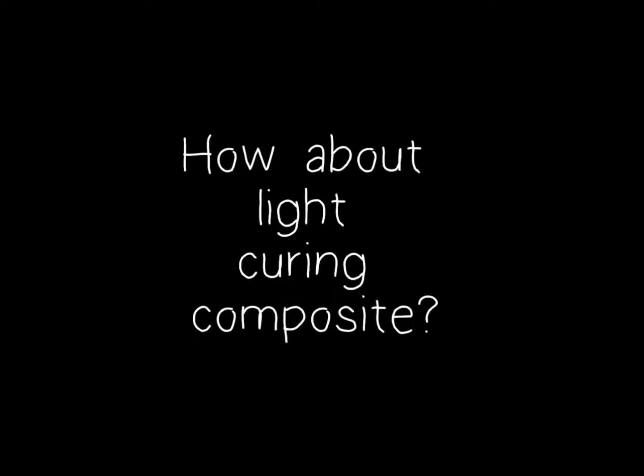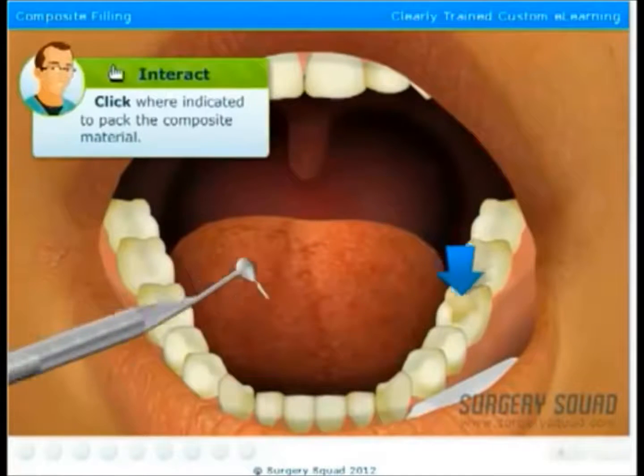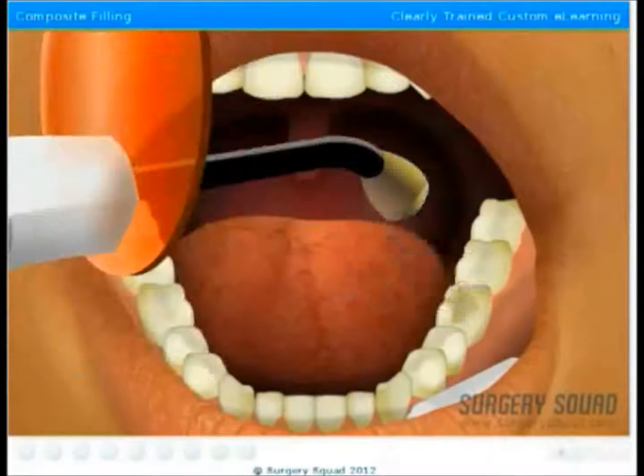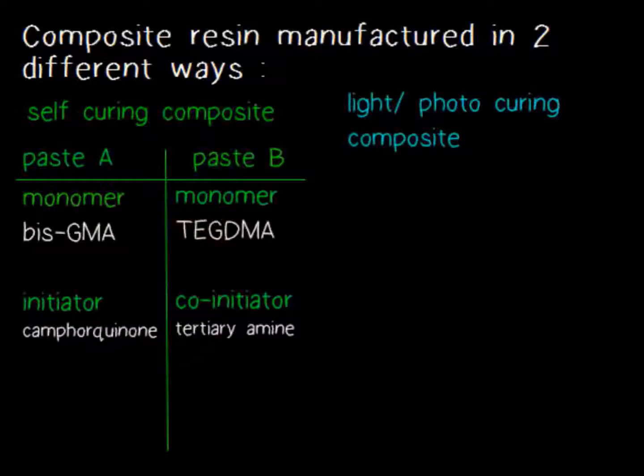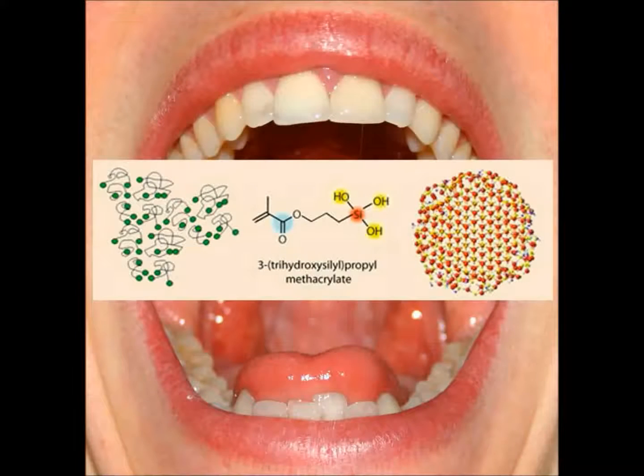How about light-curing composite? It became available in the 1970s, and it became more popular because it provides a faster completion process. This also allows only one paste to be used, and polymerization just starts when dental composite is exposed to light, which gives dentists more time to shape the resin. Light-curing composite consists of a combination of monomers, a light-activated initiator and co-initiator or activators. The same mechanism occurs, except that this mechanism happens inside the mouth.